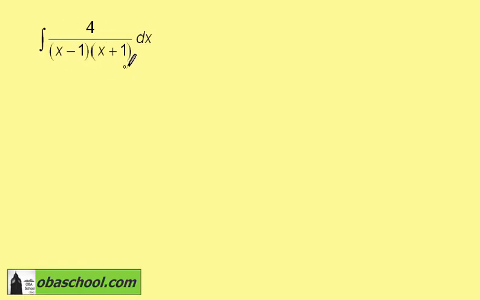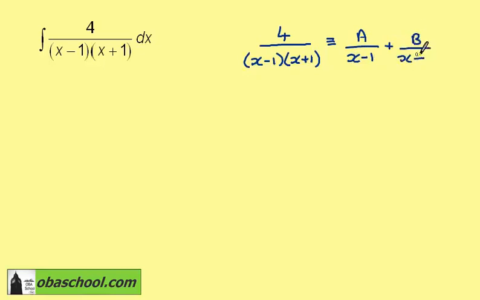We want to integrate 4 over (x minus 1)(x plus 1) with respect to x. The function inside the integral, 4 over (x minus 1)(x plus 1), can be expressed in partial fractions. We can see that we only have linear factors, and therefore we can express this in the form a over x minus 1 plus b over x plus 1.